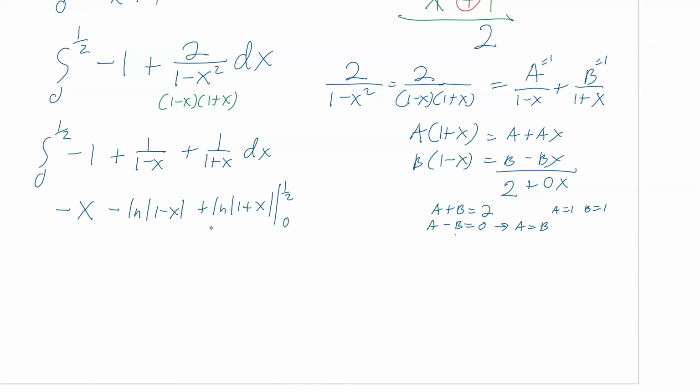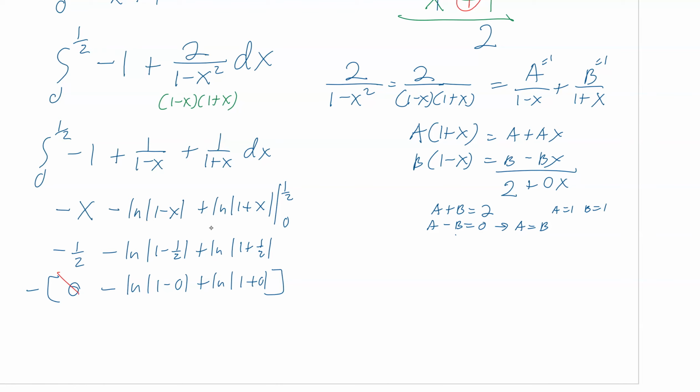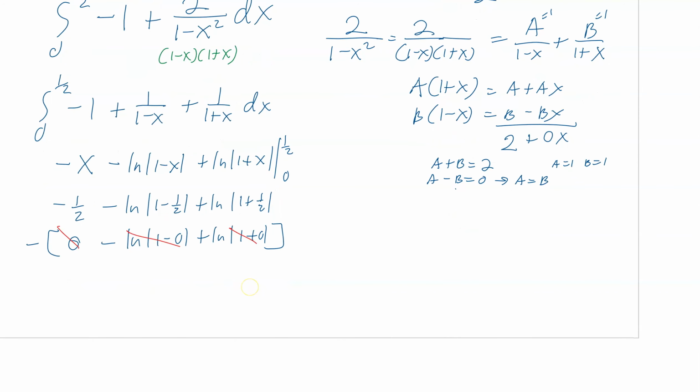Okay, so now we plug it in. Negative 1/2 minus ln of 1 minus 1/2 plus ln of 1 plus 1/2. All right, now on to the next one. That would be negative 0, which is just 0. And then ln of 1 minus 0 plus ln of 1 plus 0. No matter what, that's 0. That's ln of 1, which is 0. So that's ln of 1 is 0. We don't need those anymore. So it's just the first row.